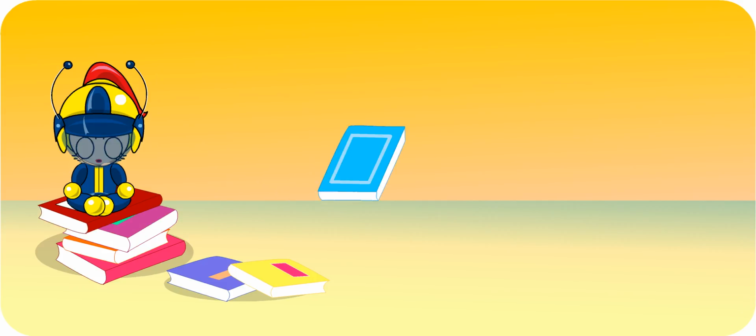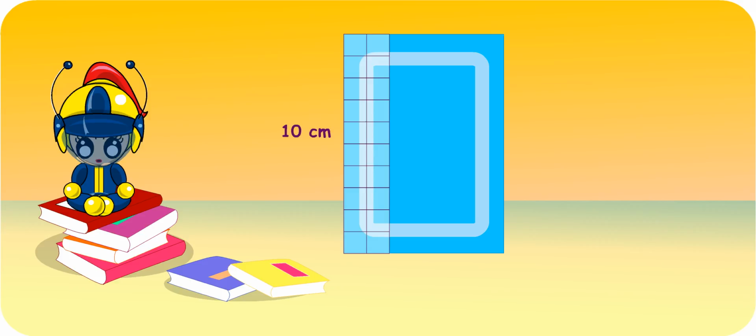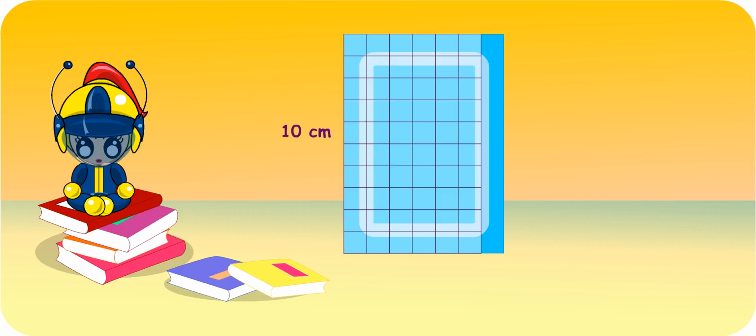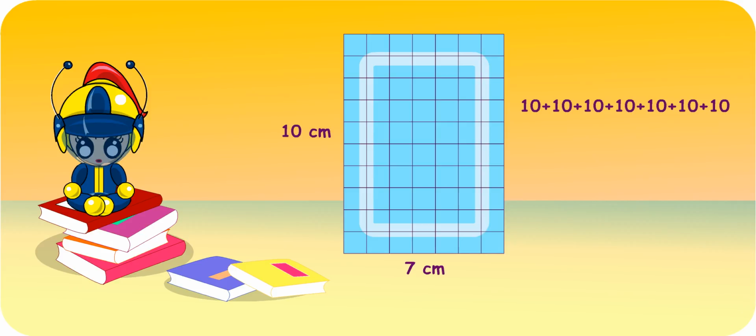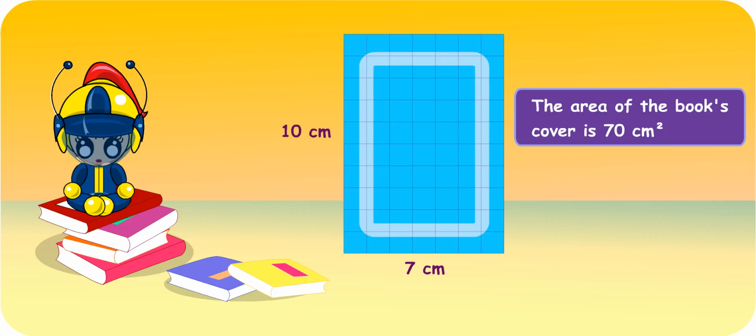For example, to find the area of this small storybook's cover of 10 centimeters by 7 centimeters, we need 10 1 centimeter squares to line along its length. We then repeat that 6 times until the area is completely covered by squares. There are altogether 7 rows of 10 1 centimeter squares. 10 plus 10 plus 10 plus 10 plus 10 plus 10 plus 10 is equal to 70. Thus, the area of the storybook's cover is 70 square centimeters.